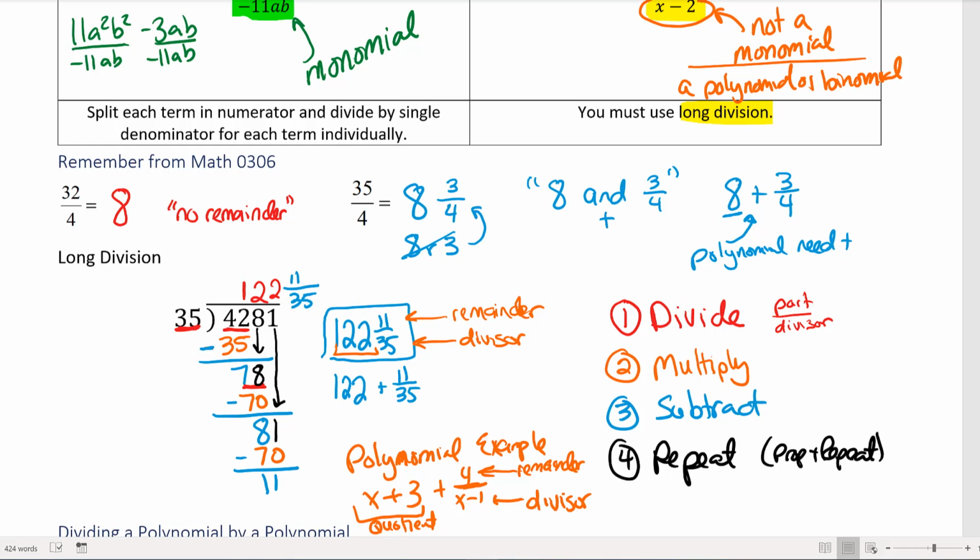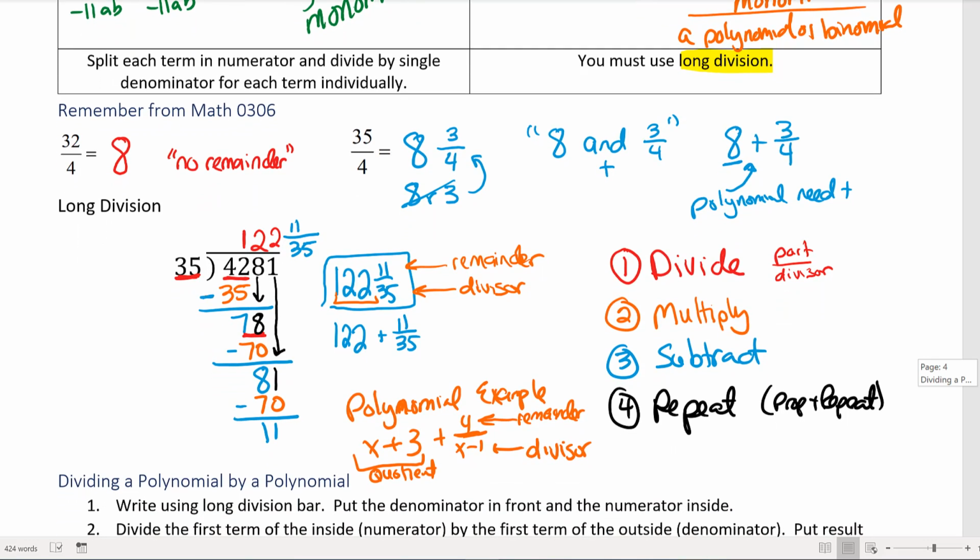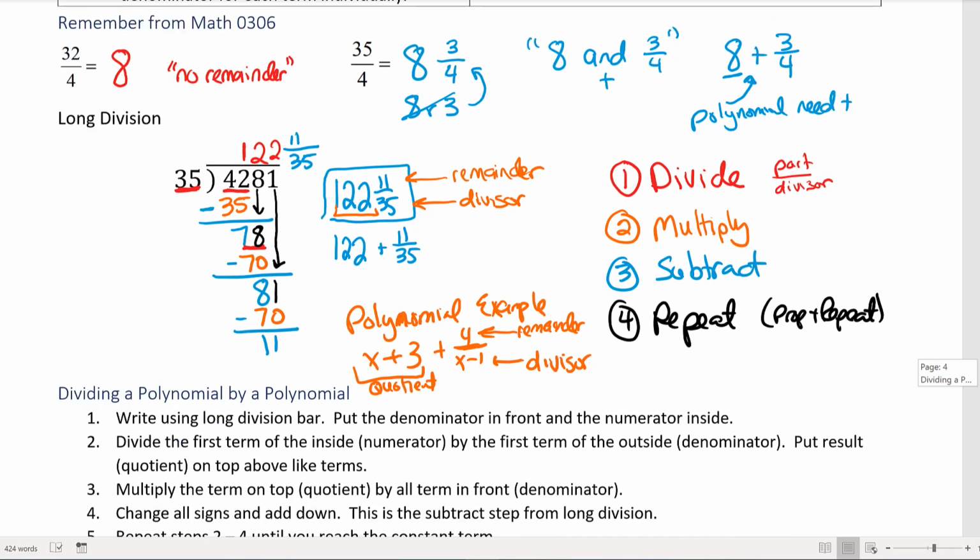So my steps were divide, multiply, subtract, and repeat. The steps are very similar for a polynomial, which is why I had you do this long division problem, which I'm not going to make you do one of these long division problems with numbers for homework, but I am going to have you do it with polynomials.